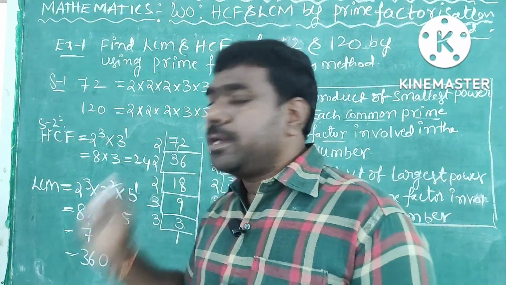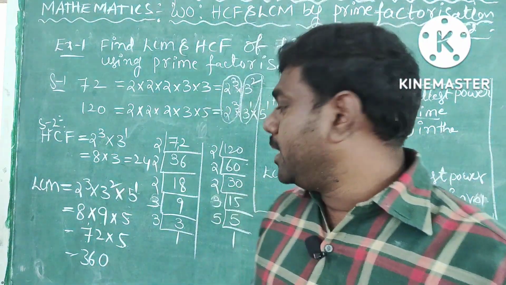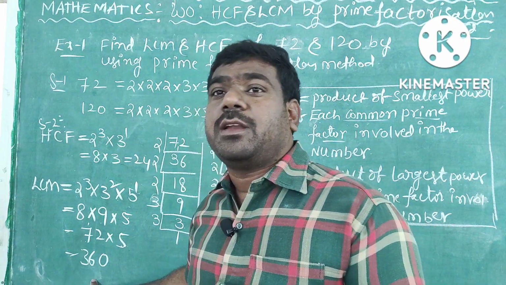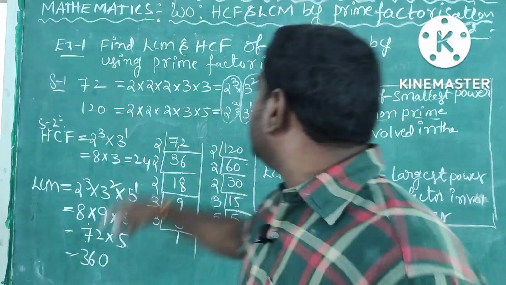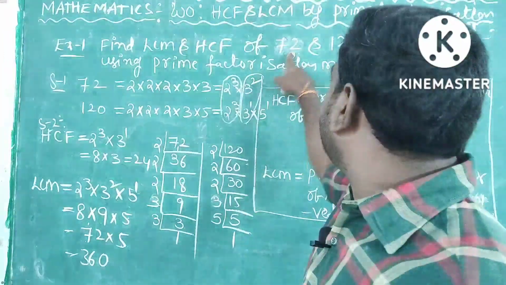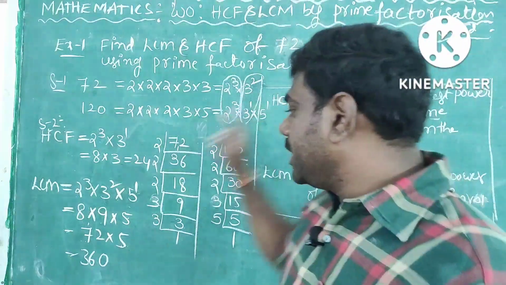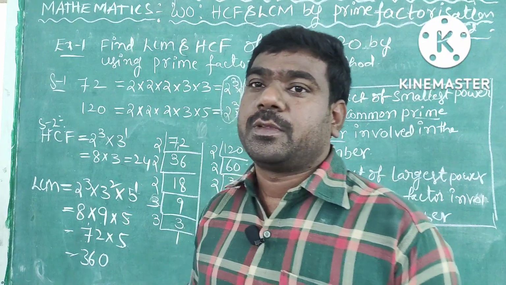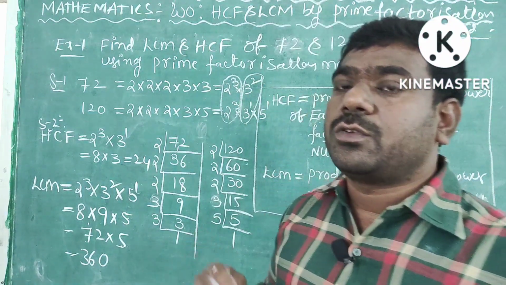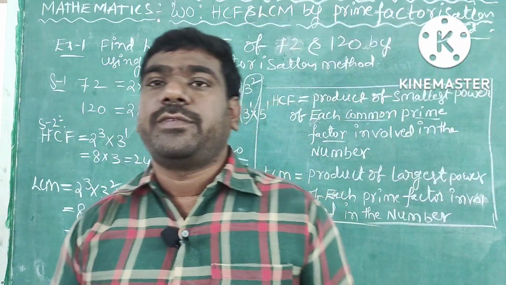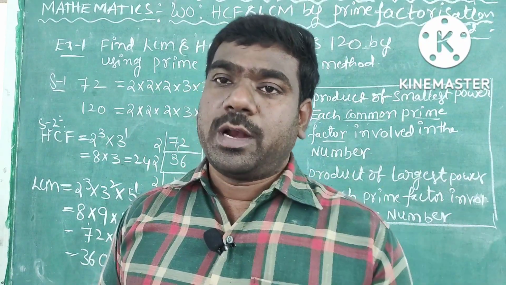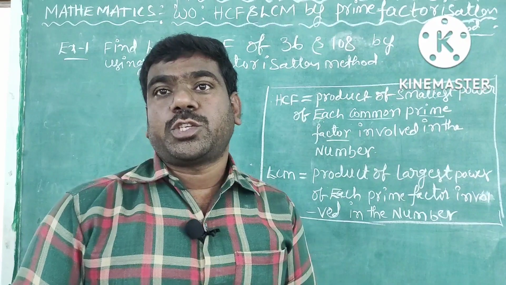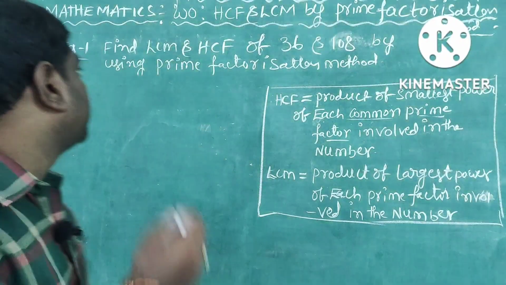LCM is a number which is divisible by the given two numbers. 360 is divisible by 72 as well as 120, so that's why it is the correct answer. Like this, we have to find the HCF and LCM of given two or more numbers. Next problem.